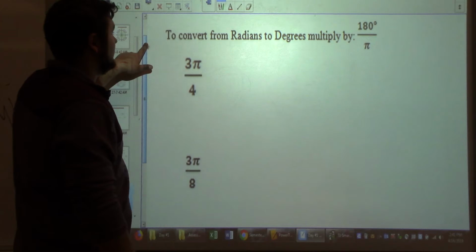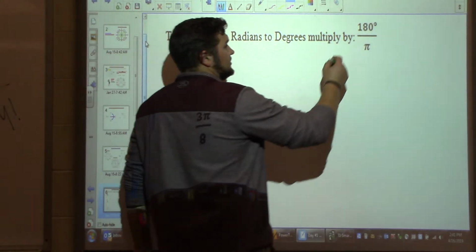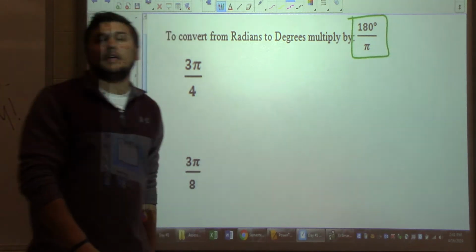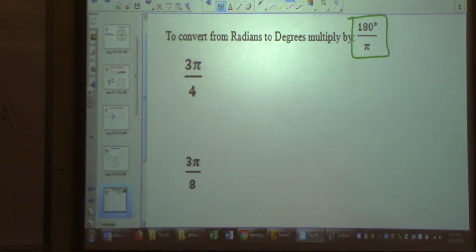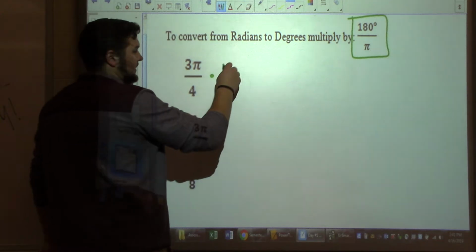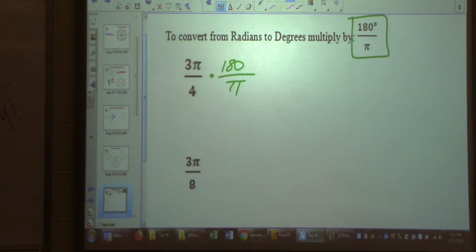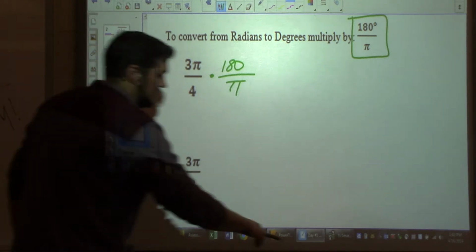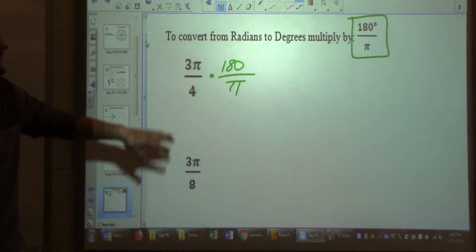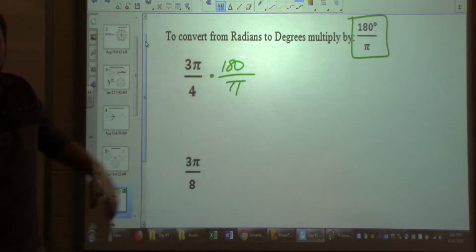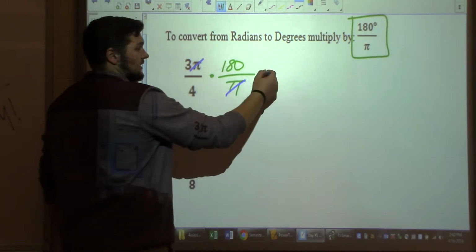Alright. So, to convert from radians to degrees, we multiply by 180 over pi. So if I have 3 pi over 4, I'm going to multiply by 180 over pi. Why do I do that? If I have a pi in my numerator and a pi in my denominator, what happens to them? They cancel. That's the goal, to get rid of the pi's. Anytime it's in terms of pi, that means it's in radians. So I get rid of my pi's, and on to degrees.